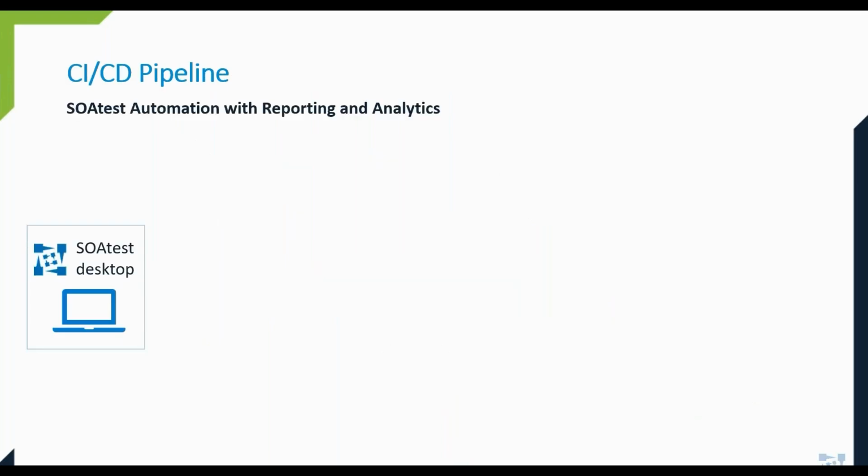Thank you, Jamie. It all starts with the SOA test desktop, where test cases are actually being generated. From there, test cases are integrated into the CI/CD pipeline using SOA Test Automation Edition, which provides a command line interface for easy integration. SOA Test supports a wide range of CI/CD pipelines, but some of the most popular are Jenkins, Azure DevOps, and Bamboo.